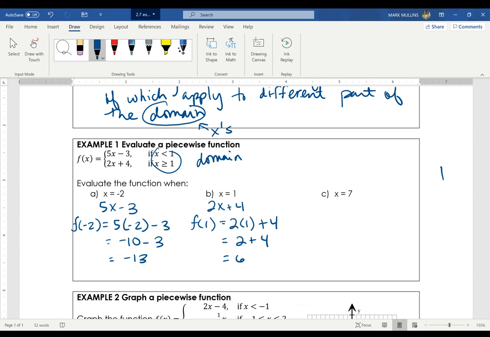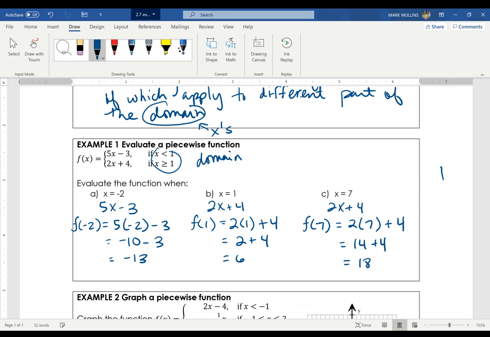And then on the last one, x is 7. That's definitely greater than or equal to 1. So I'm going to use 2x plus 4 again. And so I'm finding f of 7, which is 2 times 7 plus 4, 14 plus 4, which is 18.